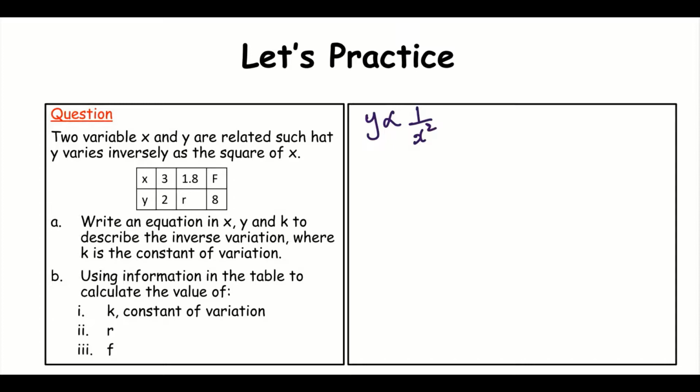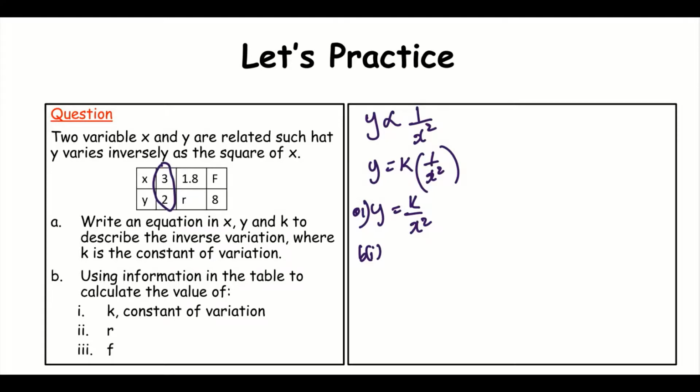So we have been doing it all along. So y is equal to k multiplied by 1 over x squared. Y is equal to k over x squared. So that's our part A. Part B now asks us to use the information in the table to calculate our constant of variation, or constant of proportionality, same thing. So we can now use a known pair. We always have a known pair.